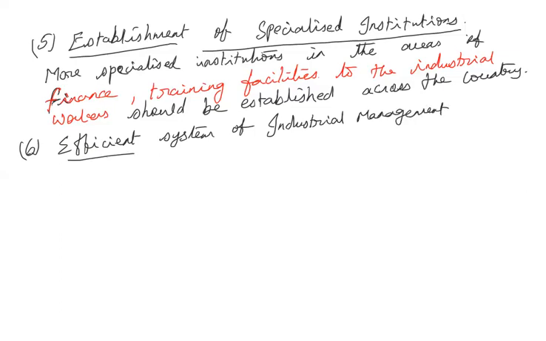So in order to have efficiency, there should be appointment of proper skilled managerial personnel in the industry. Skilled, educated and qualified managerial personnel should be appointed as industrial managers. So they will be able to make the correct decisions, and they will be able to solve all the problems faced by the industries, at least at the managerial level.